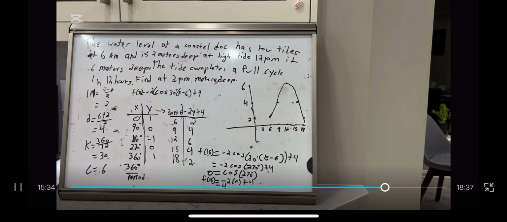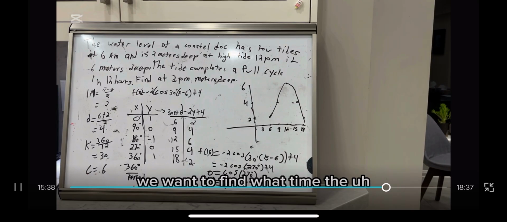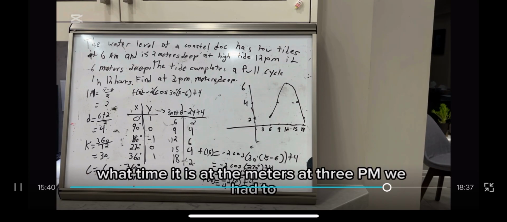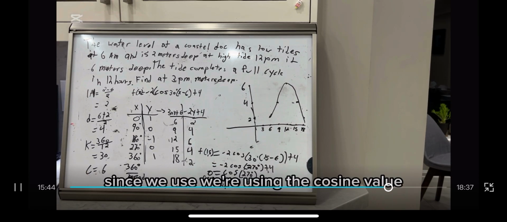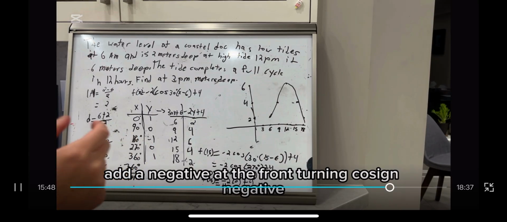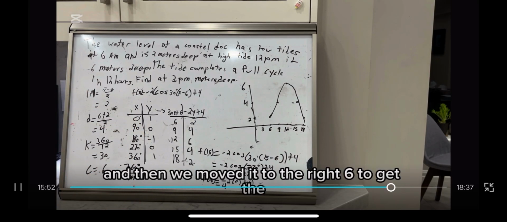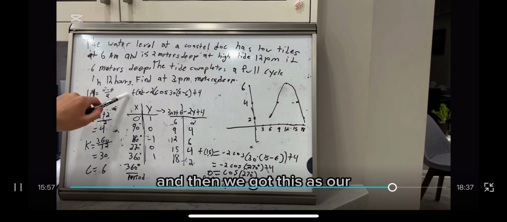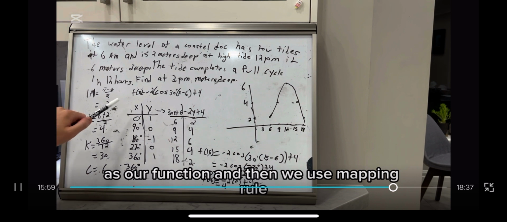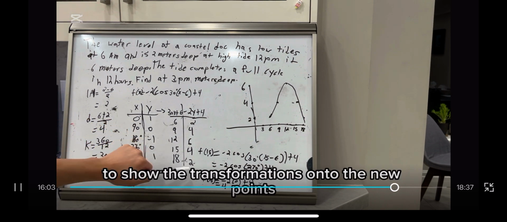As for the c, we got equals 6, because we want to find what time it is at the minimum at 3 p.m. Since we're using the cosine value, and cosine starts at the maximum, we had to add a negative at the front, turning cosine negative to flip it to allow us to find the minimum, and then we moved it to the right 6 to match it with the 6 a.m. And then we got this as our function, and then we used mapping rule. Remember the arrow, because a lot of people forget that, to show the transformations onto the new points.